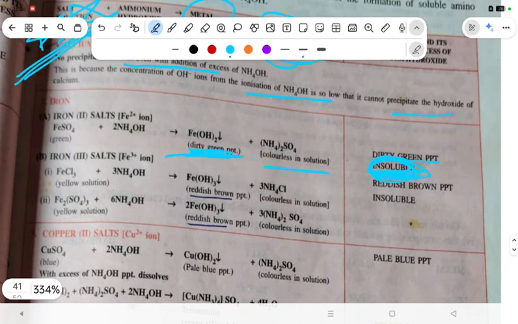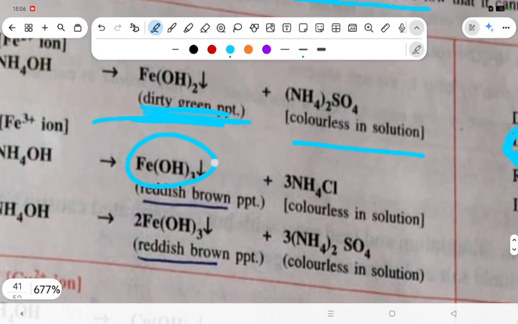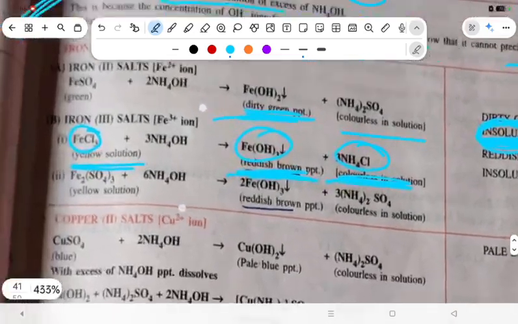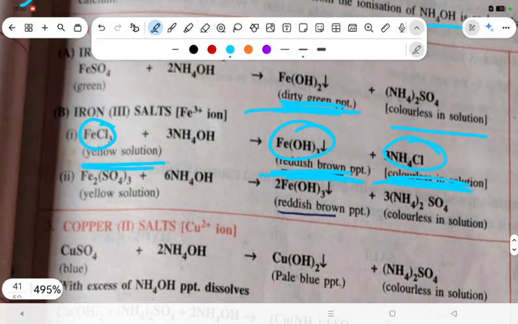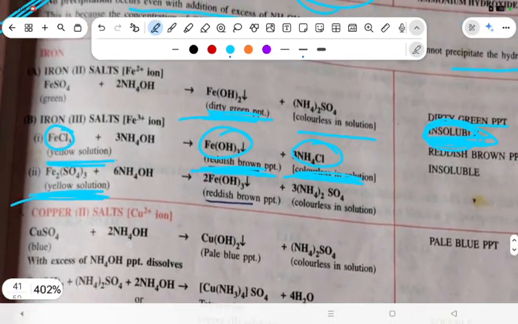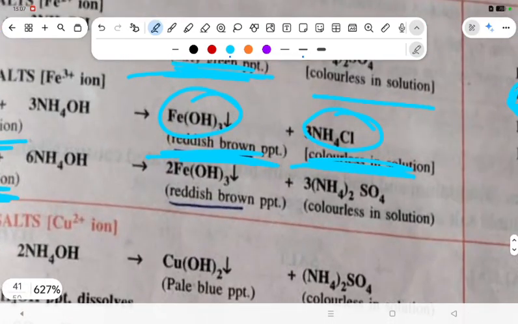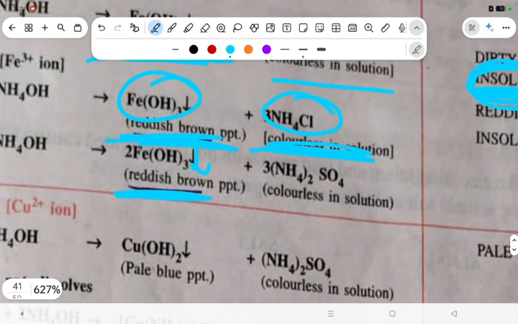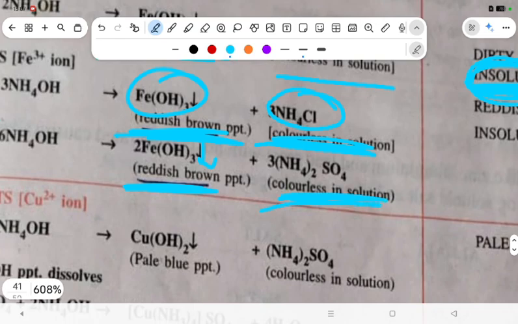Iron 3 salts, Fe3 plus, FeCl3 yellow solution plus ammonium hydroxide, it will form Fe(OH)3, a reddish brown precipitate, plus NH4Cl, which is again colorless. Fe2(SO4)3, again a yellow color solution, plus ammonium hydroxide will form Fe(OH)3 reddish brown precipitate plus (NH4)2SO4, which is colorless.